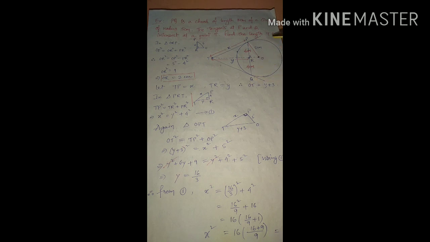Now in this case we have to find out the length of TP. So if you see here, this length TP we have to find out. For this some results are given here. The PQ length is given as 8 cm, and the radius is given as 5 cm. This is already shown in this diagram.